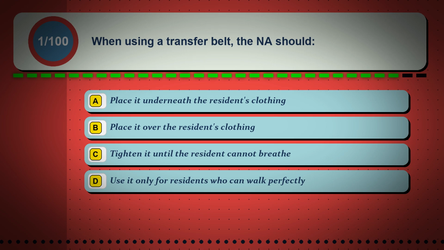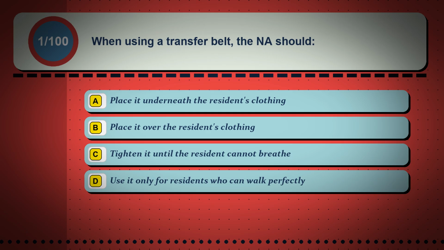Question 1. When using a transfer belt, the nurse should: Option A, place it underneath the resident's clothing. Option B, place it over the resident's clothing. Option C, tighten it until the resident cannot breathe. Option D, use it only for residents who can walk perfectly.